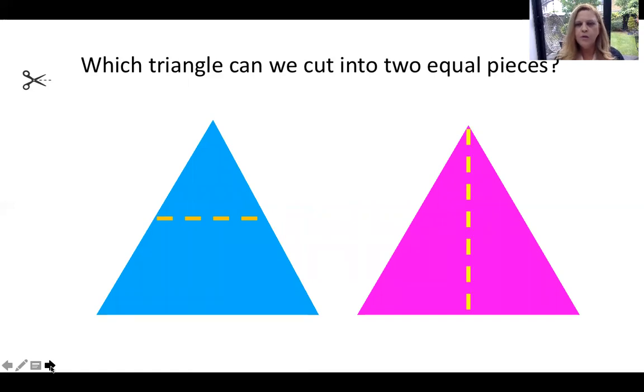Which one have we cut into 2 equal pieces? The blue one or the pink one? Have a think. I think it might be the pink one. If you knew it was the pink one, well done. You got it right.